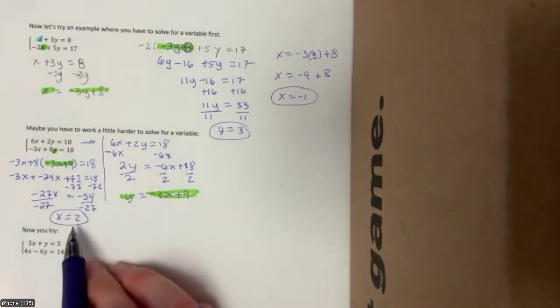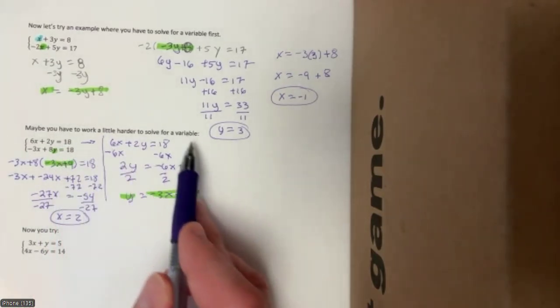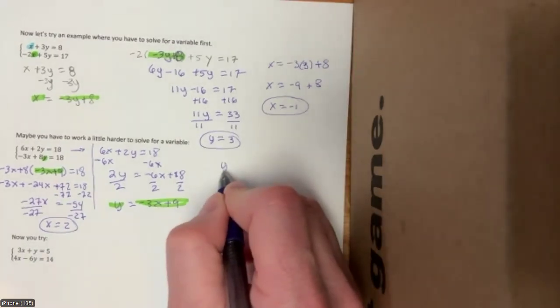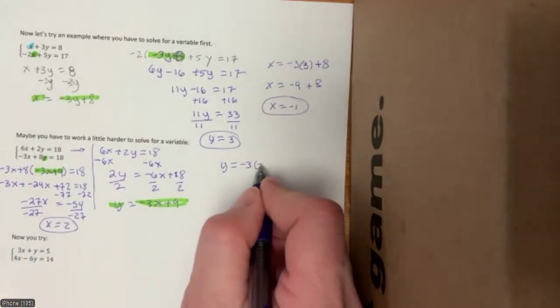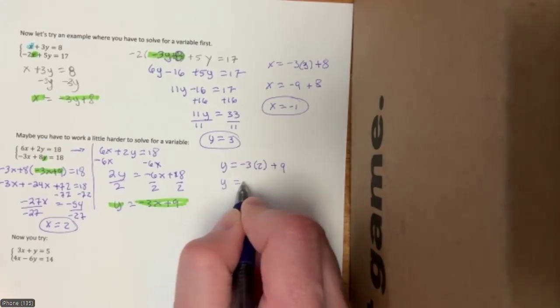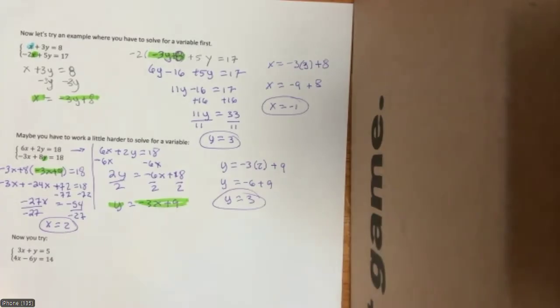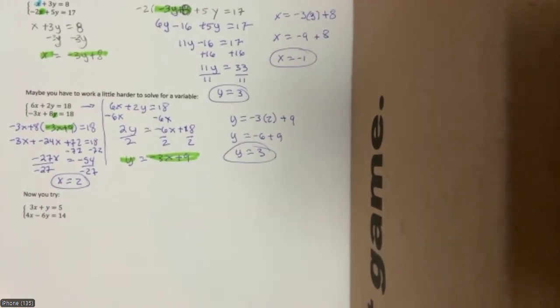So now that we know x, I can plug it into the first equation or the second equation or the one I solved for. That one looks easiest if I want to find y. So y equals negative 3, and I replace the x with the 2, plus 9. So y equals negative 6 plus 9. So y equals 3. So now pause the video, try this one, and when you're ready, unpause it and check to see if you're right.